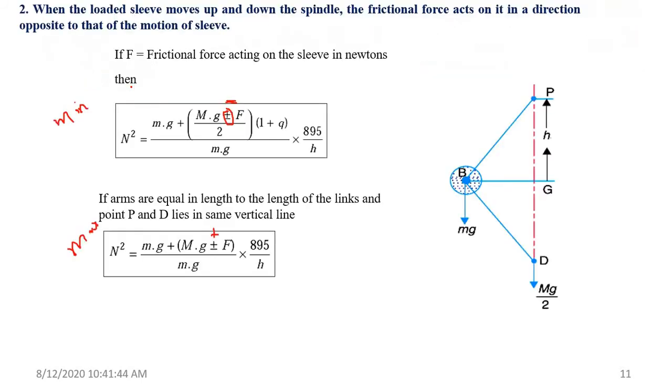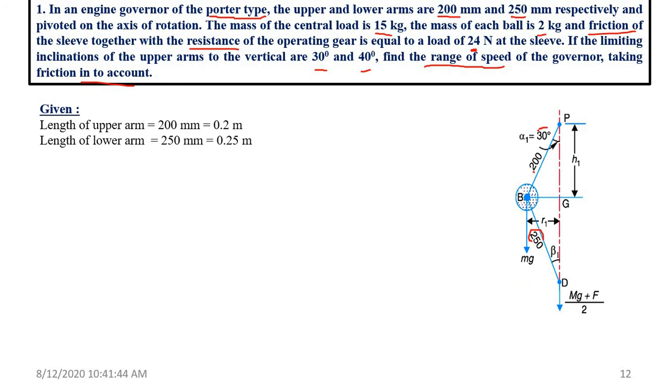So we have to apply this formula for the maximum and the minimum condition. You can apply the first case with alpha 1, the limiting inclination of the upper arm. The first case is the minimum speed.